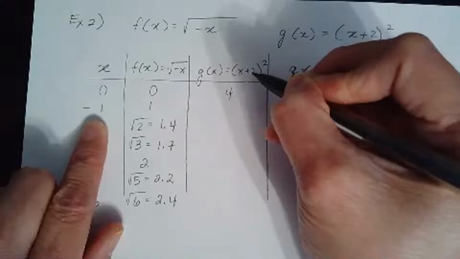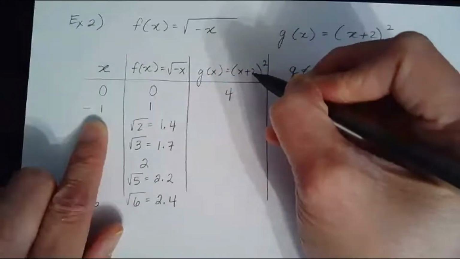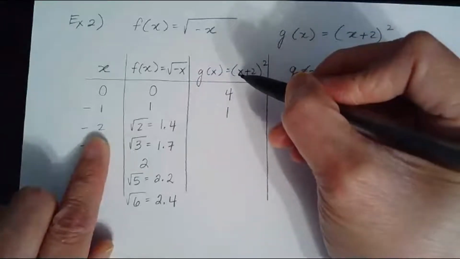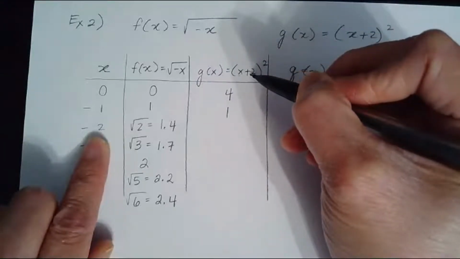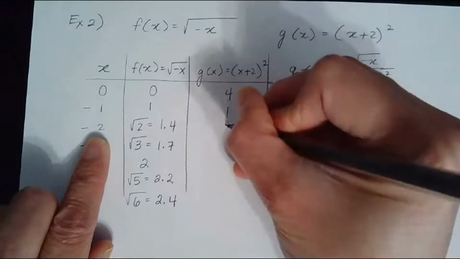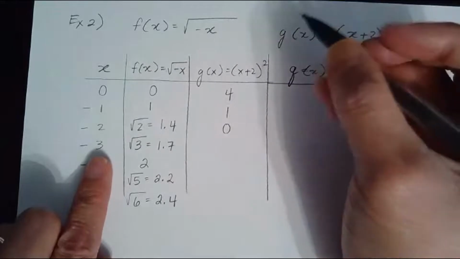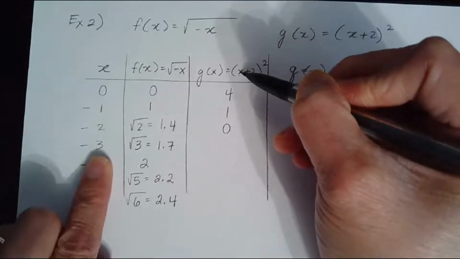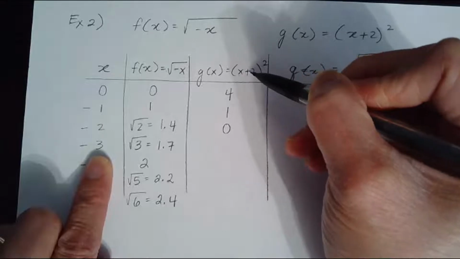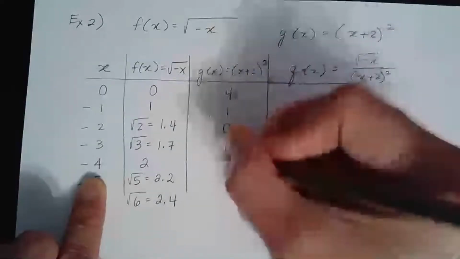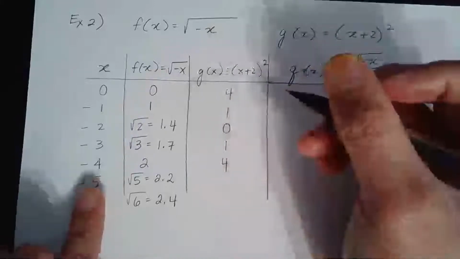Negative 1 plus 2 is going to be 1. 1 squared is 1. If I put negative 2, negative 2 plus 2 is 0. 0 squared is 0. Negative 3, that's going to give us negative 3 plus 2, so it's going to be negative 1. Negative 1 squared is positive 1.